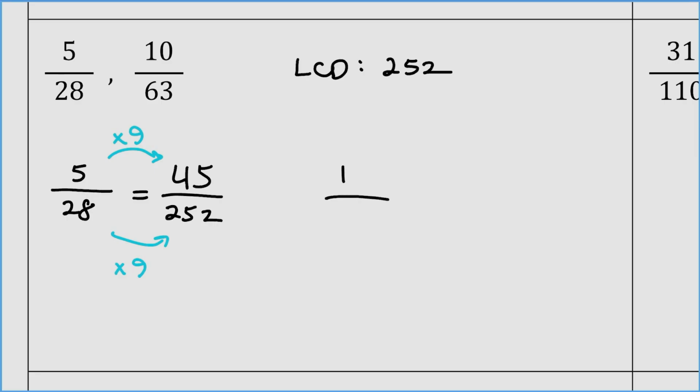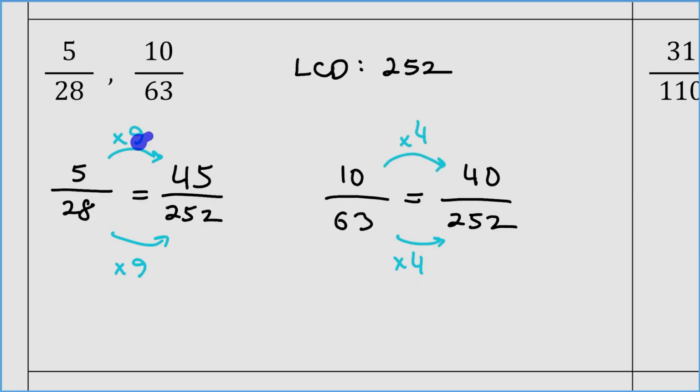Do the same thing to 10 out of 63. Change that so it's out of 252. All right, what about 252 divided by 63? 4. So this is going to be times 4. This will also be times 4. 10 times 4 gives us 40.